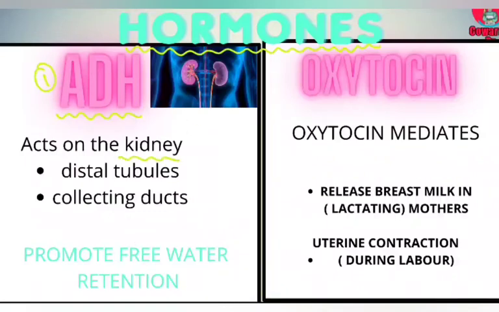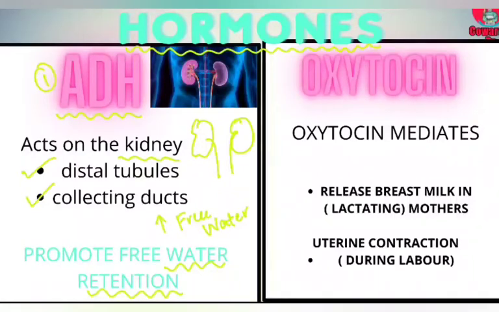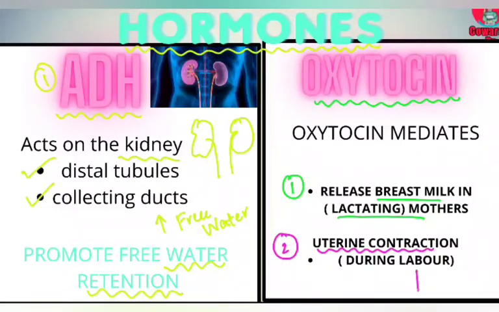acts on the kidney, on the distal tubules as well as the collecting ducts, and it promotes the retention of free water. Whereas on the other hand, oxytocin performs two functions. Number one, the suckling action, or we can say the release of breast milk in lactating mothers, and number two, it performs the contraction of the uterus during labor.